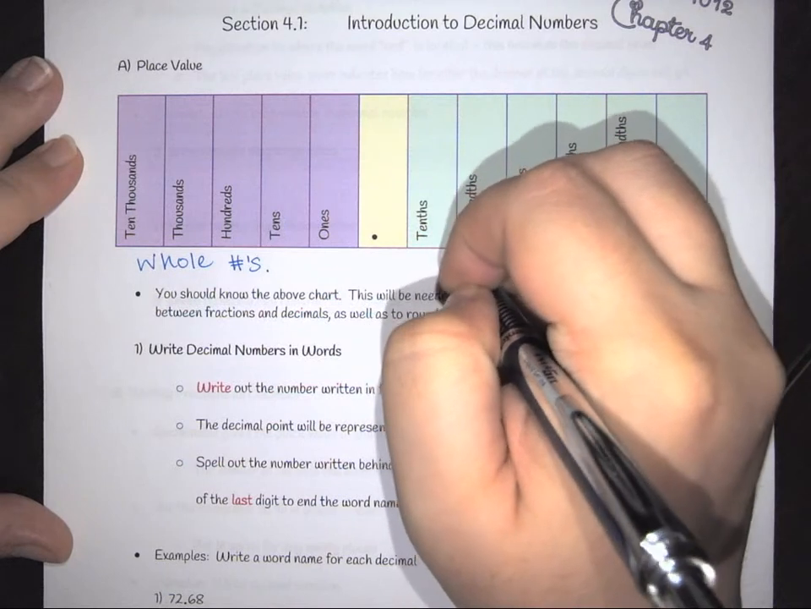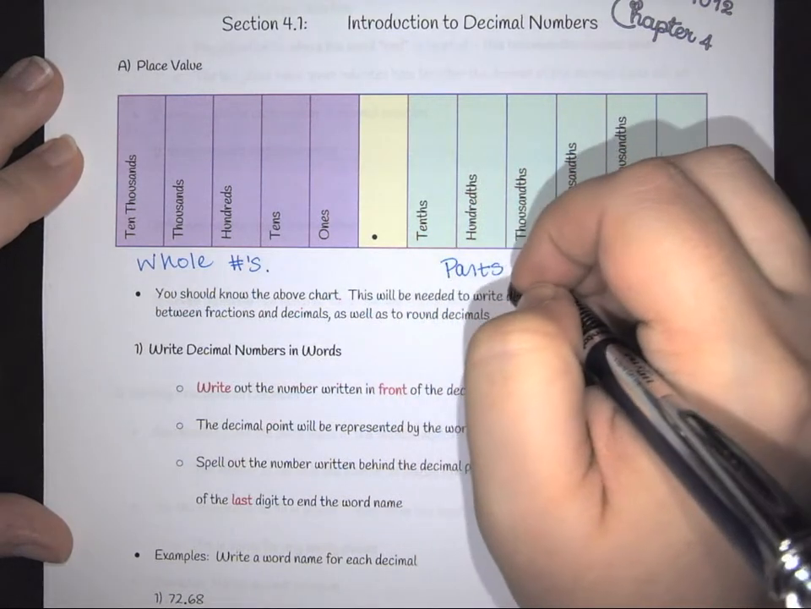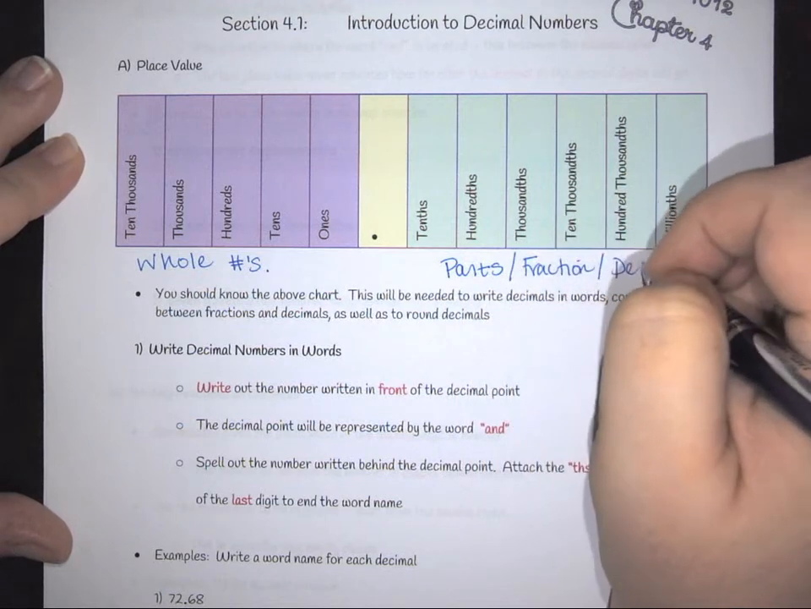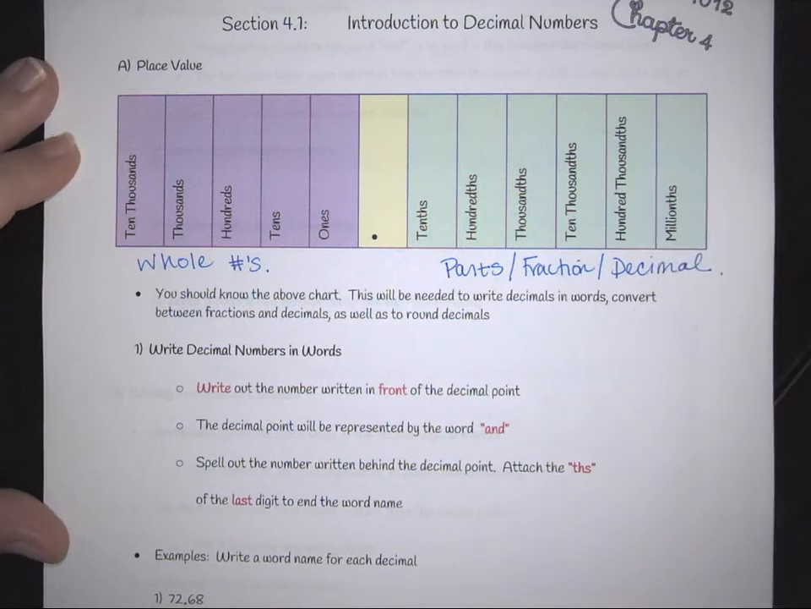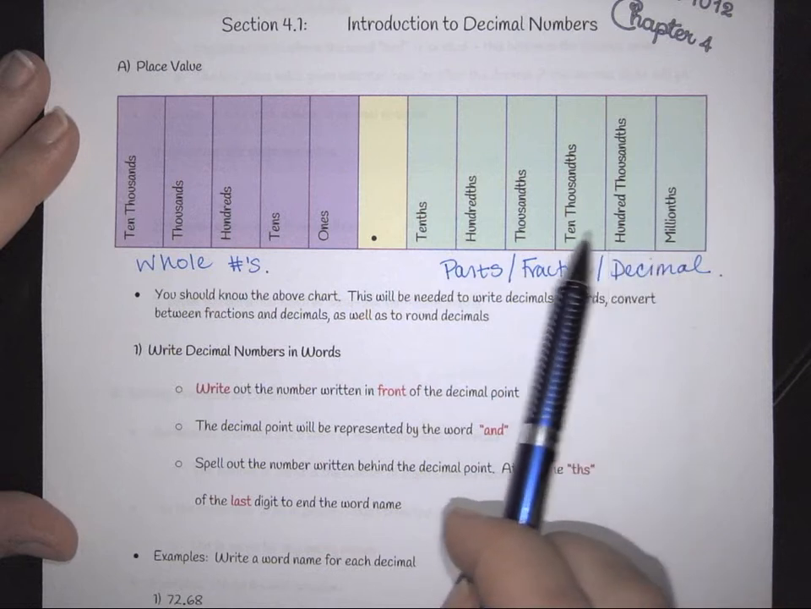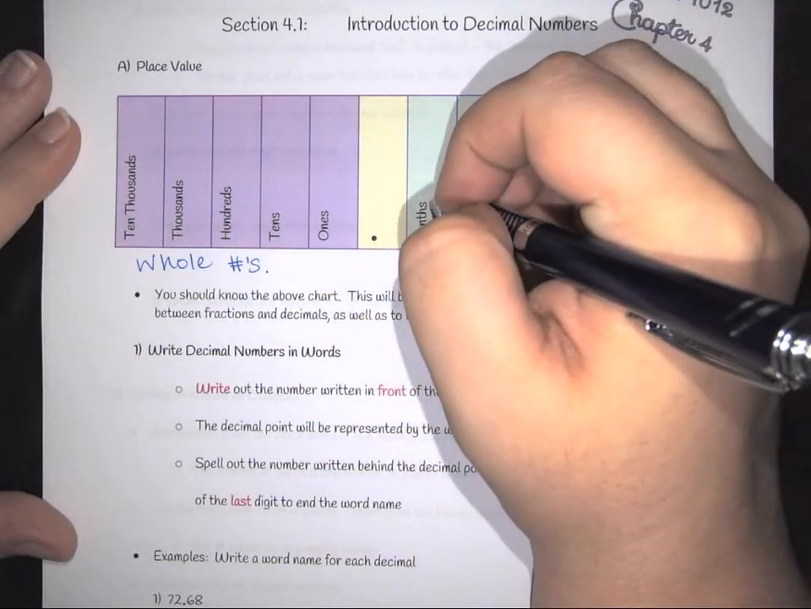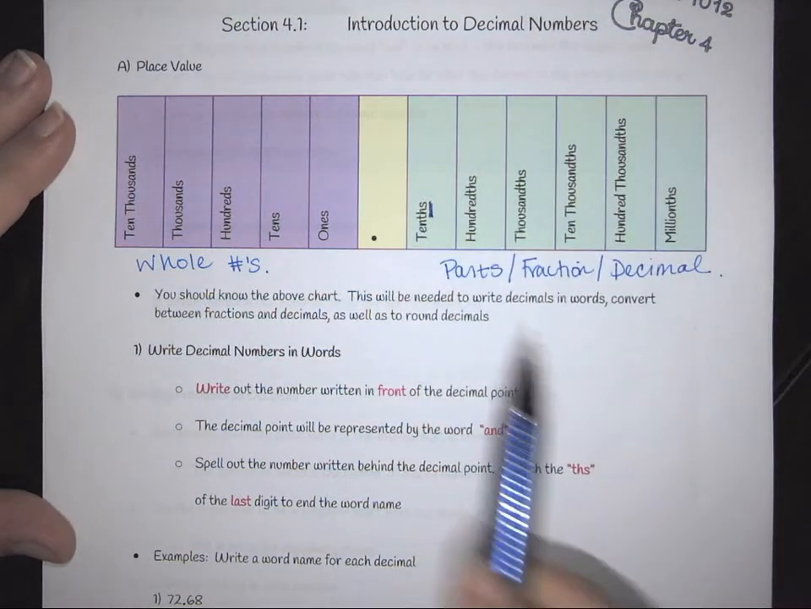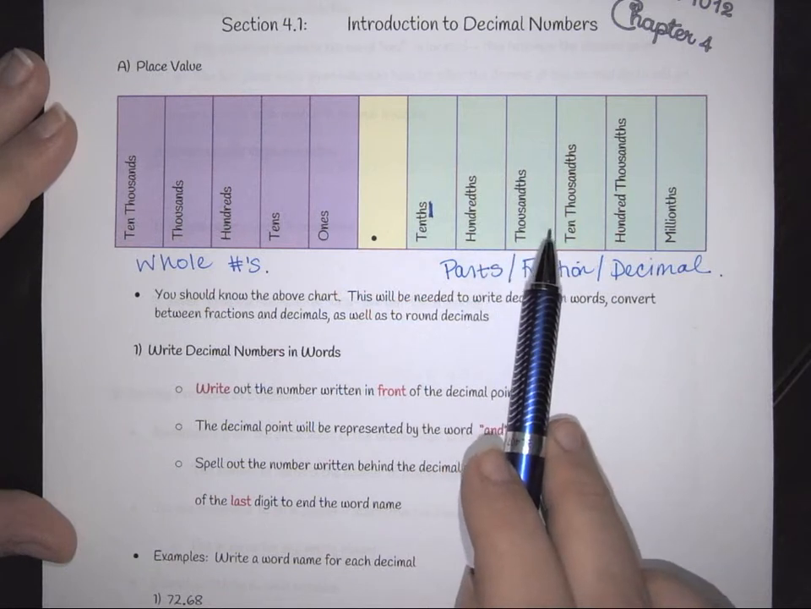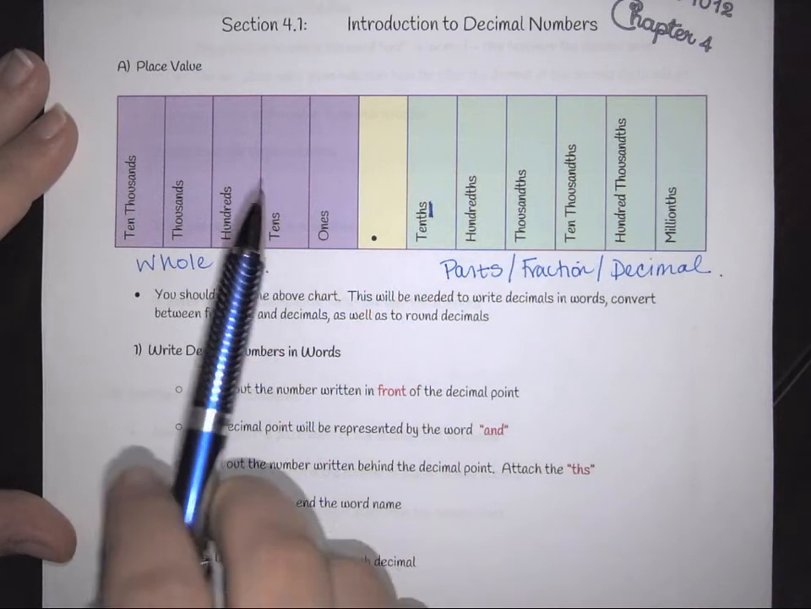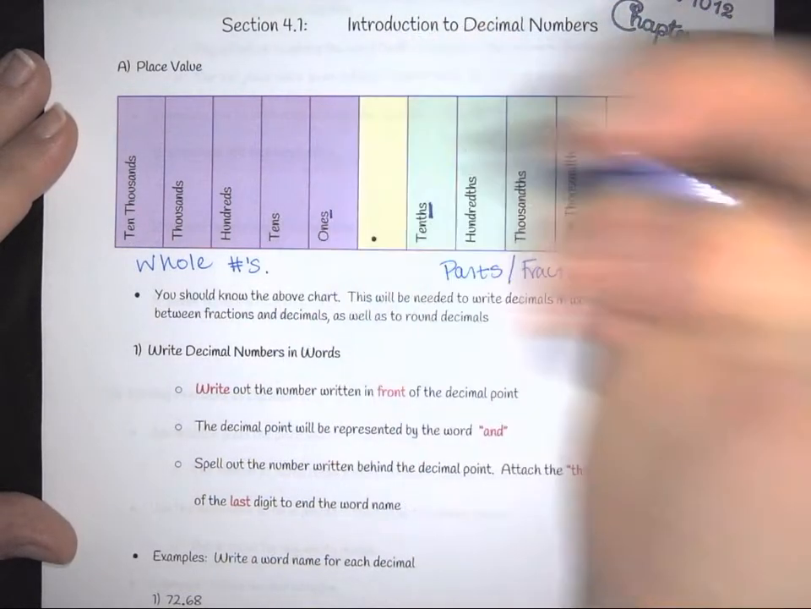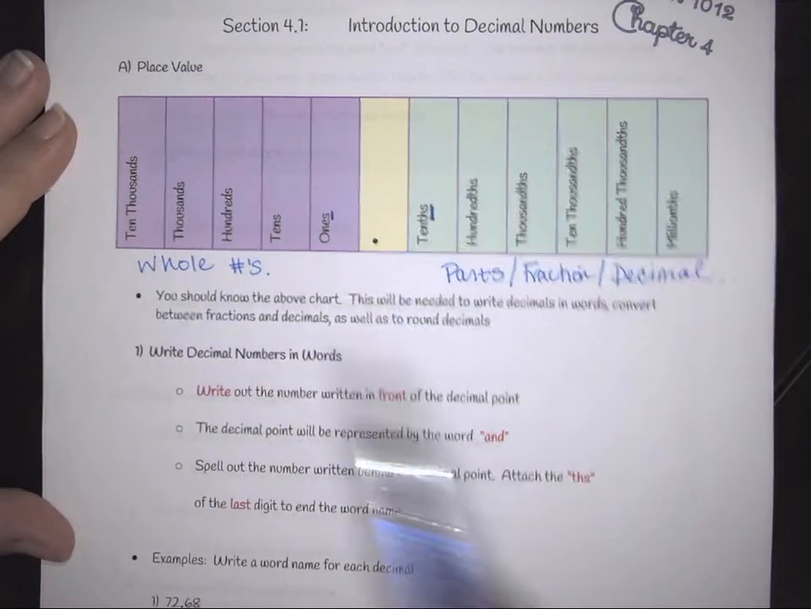So this is like the parts, the fraction, the decimal. It is the portion. Notice all of these down in this green area have this THS after it. So tenths, hundredths, thousandths, 10,000ths, etc. On the whole number side, notice it just simply ends in S: ones, tens, hundreds, thousands, etc.